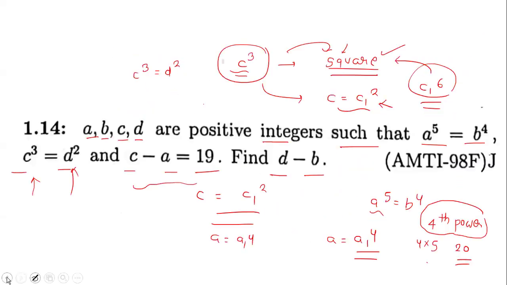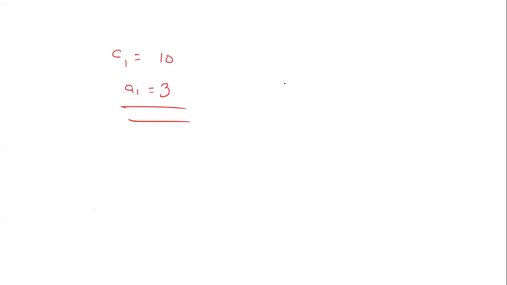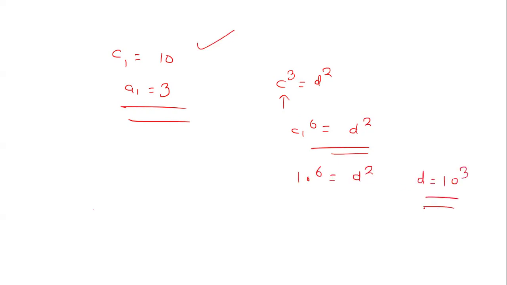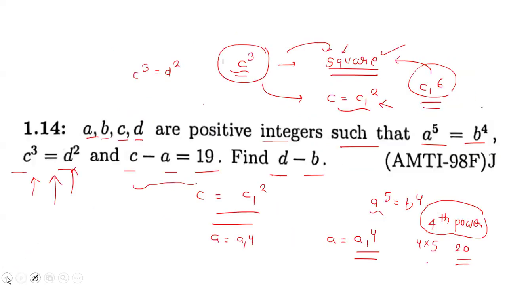Now in the problem we are given that c cube is d square. You put c as c1 square, so it will become like this. Now you also know the c1 value as 10, so it will become 10 raised to power 6. From here you can get d as 10 cube.